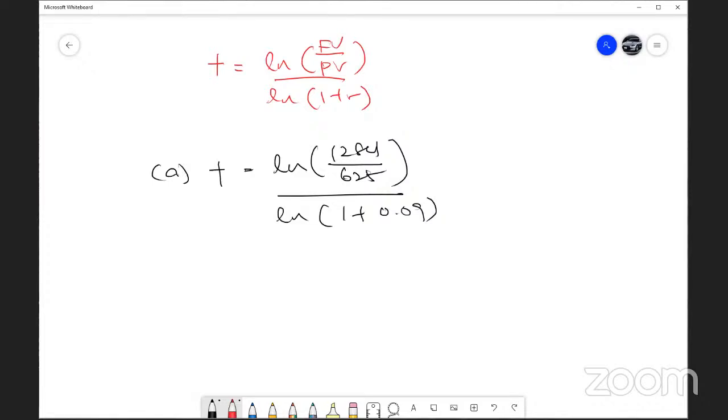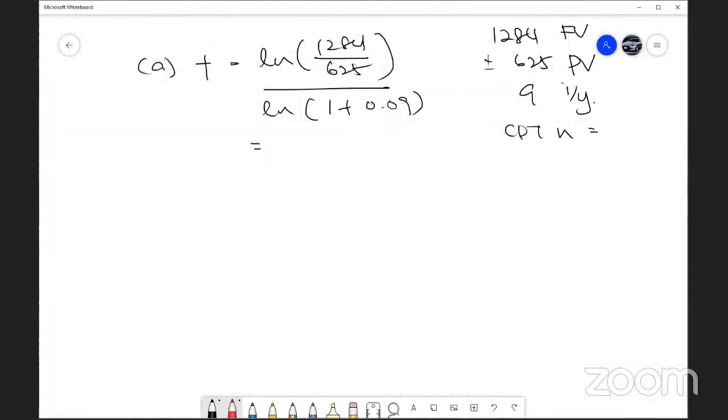For those who want to use a calculator, easy for you. 1284 FV, plus minus 625 PV, R is 9 I/Y, and lastly you compute N. Then you can get your answer. So the answer for A is 8.35 years.